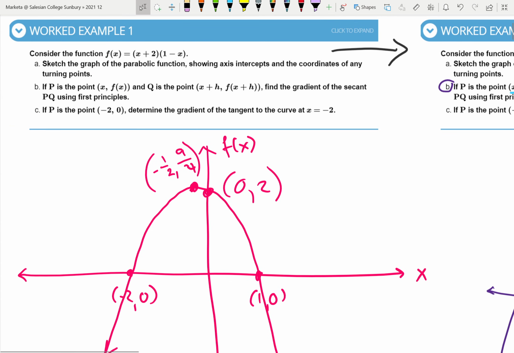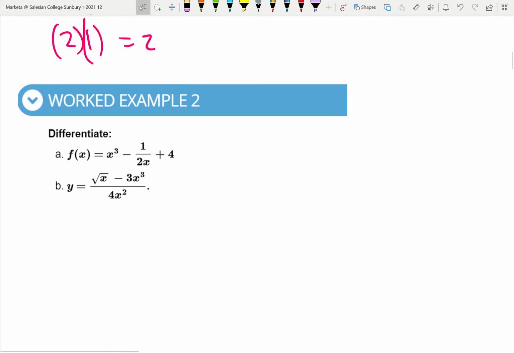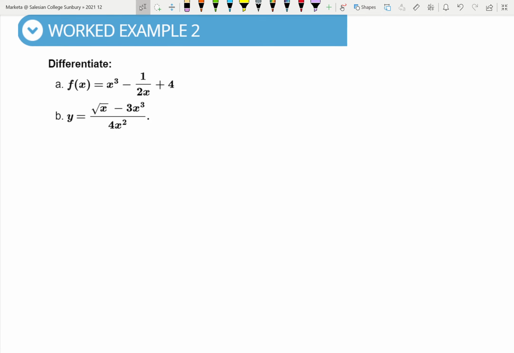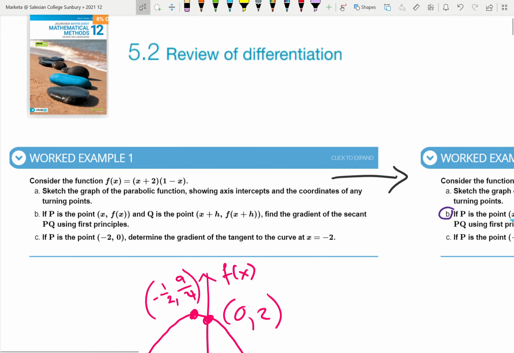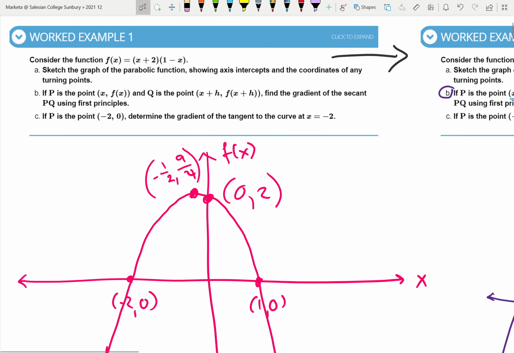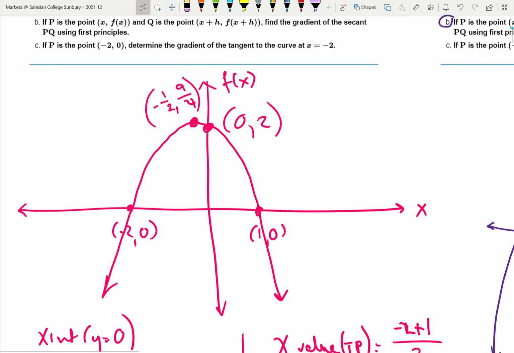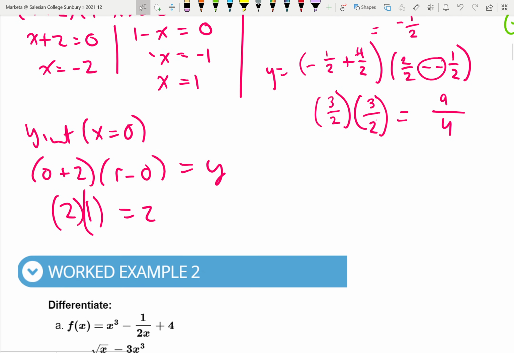Let's move to example 2. These ones are far quicker and easier. This is just reminding you how to differentiate, not from first principles, but the quick and easy way. And just to point out, the chance of you having to do first principles in an exam or SAC is very, very low. But you could check that you were correct by just differentiating in the normal way.